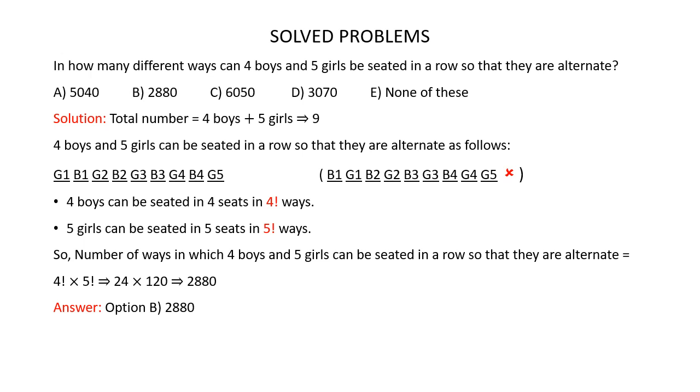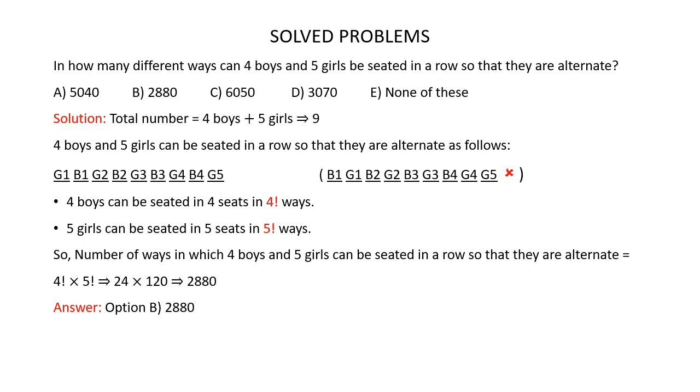Now, these four boys and five girls have to be seated in a row so that they are alternate. Now, since there are more girls as compared to the boys, start the seating arrangement with the girl. So now you have G1, B1, G2, B2, G3, B3, G4, B4, and G5. Now, as you can see here, the five girls and the four boys are seated in a row in alternate positions.